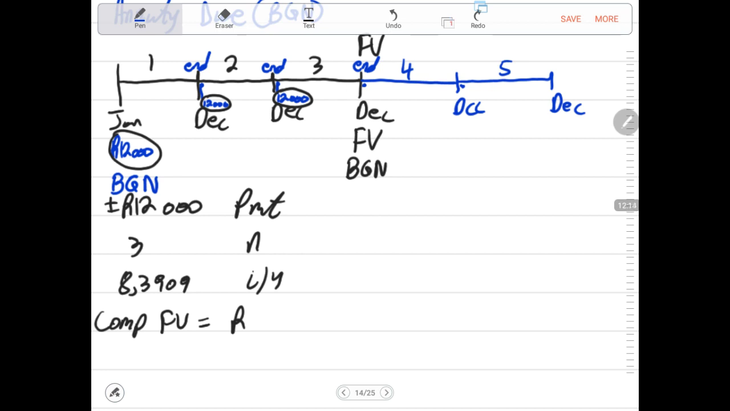Then we have 8.3909 as our interest, which is our I. Remember, this interest is compounded annually. So now we calculate the future value. We compute the future value.